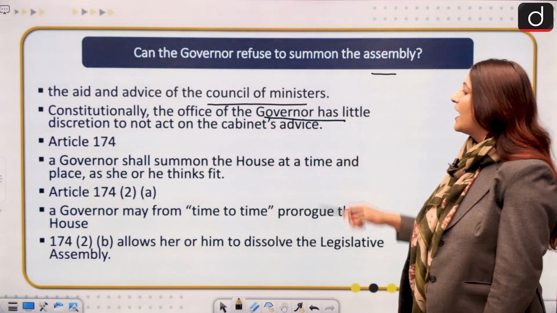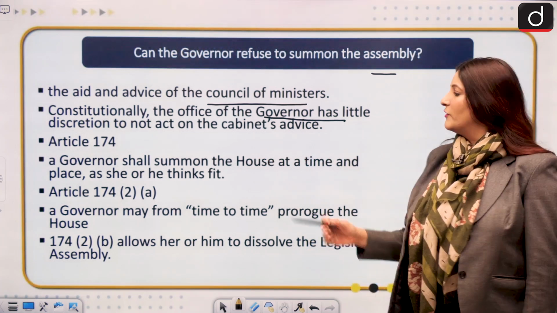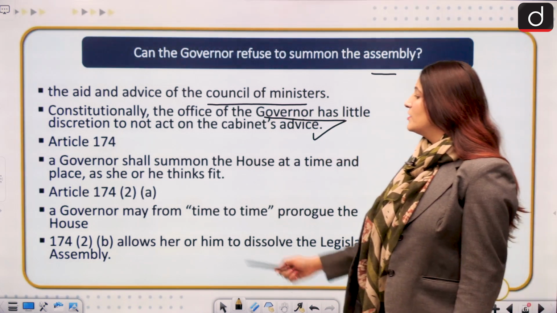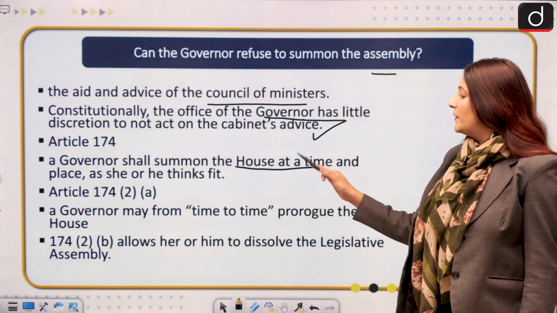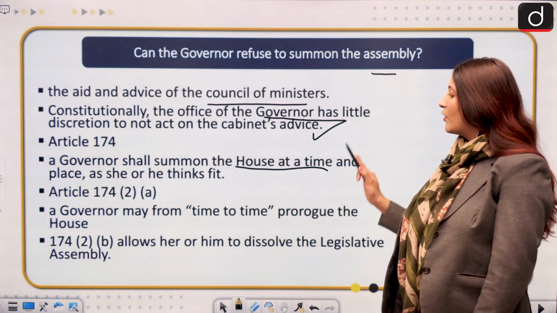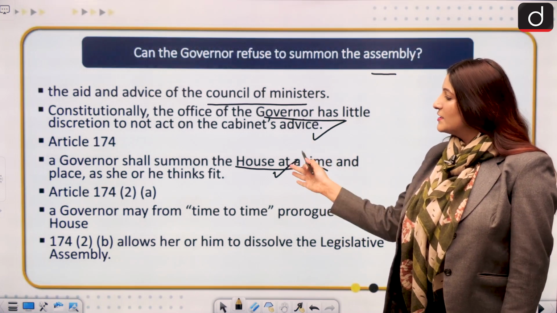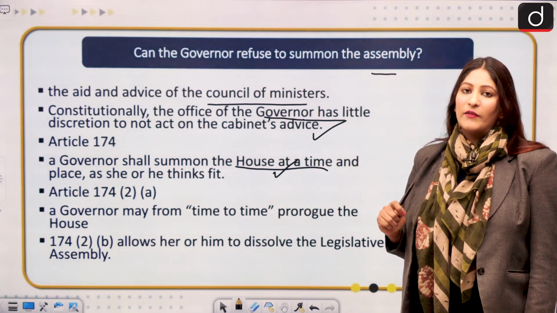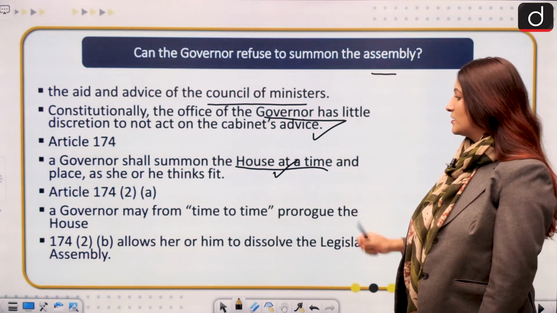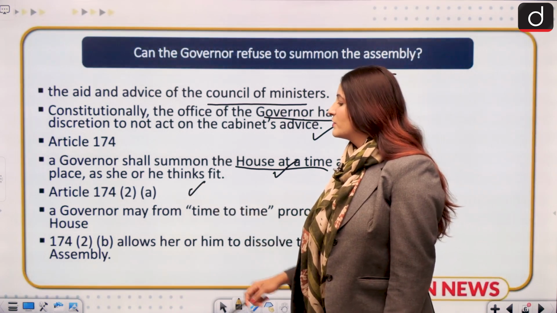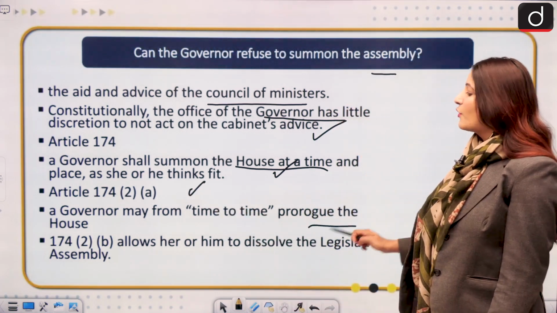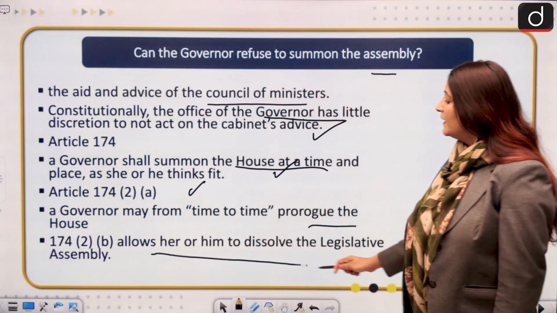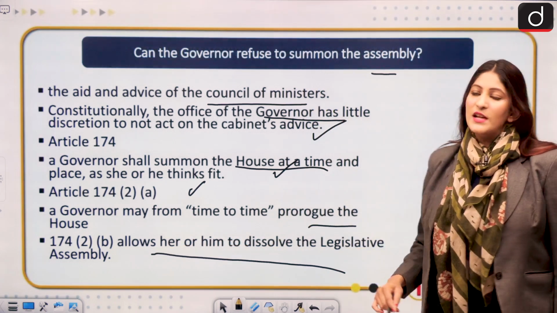Constitutionally, the office of the governor has little discretion to not act on the cabinet's advice. Now, according to Article 174, a governor shall summon the house at a time and place as he or she thinks fit. This does not depend upon the whims of the governor, but on the aid and advice of the Council of Ministers. Under Article 174, Clause 2, Subclause A, the governor may from time to time prorogue the house. According to Article 174, Clause 2, Subclause B, the governor may dissolve the Legislative Assembly.